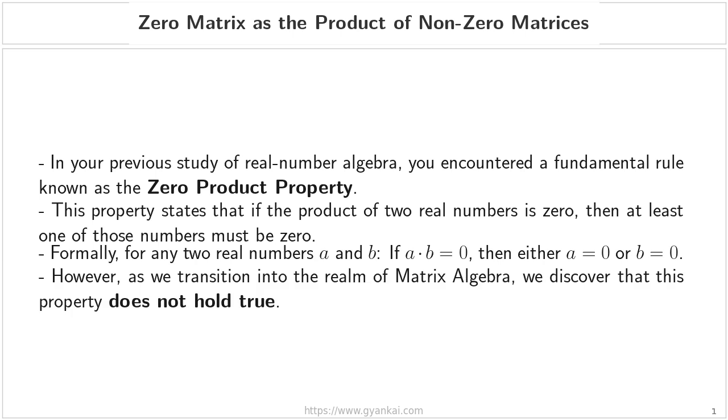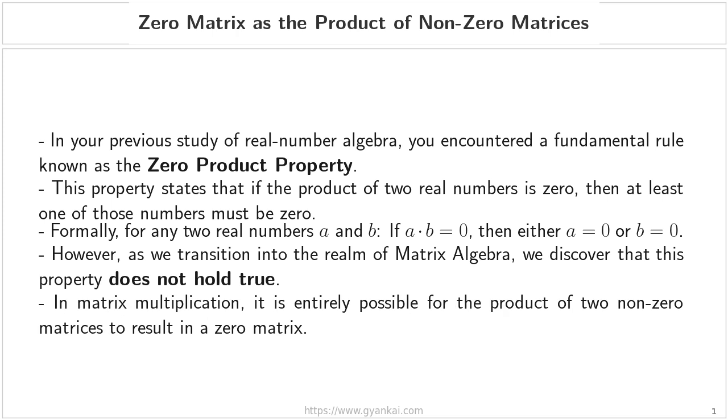This is a logical foundation we often use when solving basic algebraic equations. However, as we transition into the realm of matrix algebra, we discover a surprising twist. This property does not hold true. In matrix multiplication, it is entirely possible for the product of two non-zero matrices to result in a zero matrix. This means that unlike with simple numbers, you can multiply two matrices that both contain non-zero elements and still end up with a result where every single entry is zero. Over the next few slides, we will dive deeper into why this happens and walk through a practical example to see it in action.